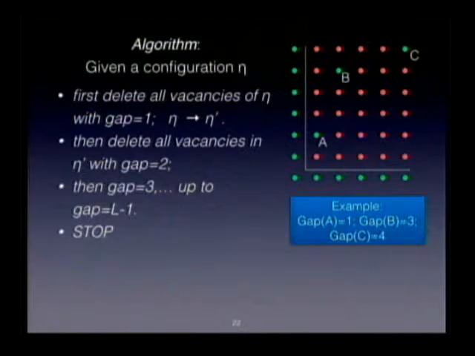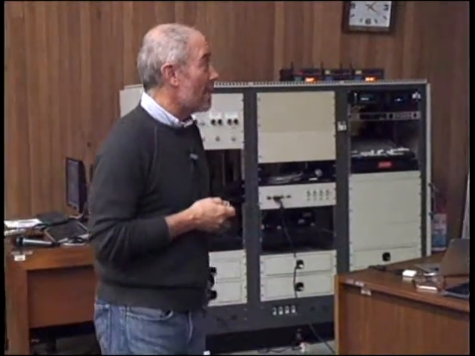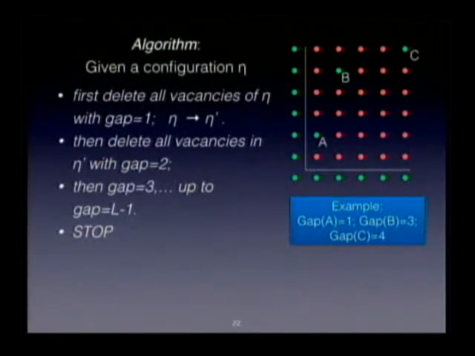Okay, so assume that you are given, in a box, a configuration of 0s and 1s. Later I'll explain the intuition behind the algorithm. So the algorithm goes as follows. First of all, you remove all the vacancies, the zeros of the configuration, which have the smallest gap, say 1. You delete those, and of course you replace them with 1s.